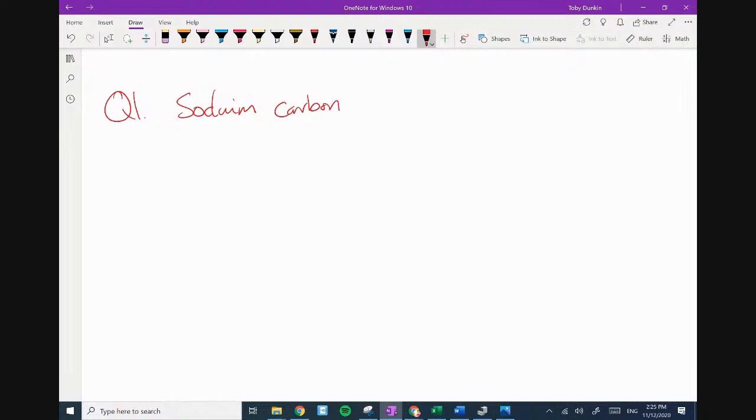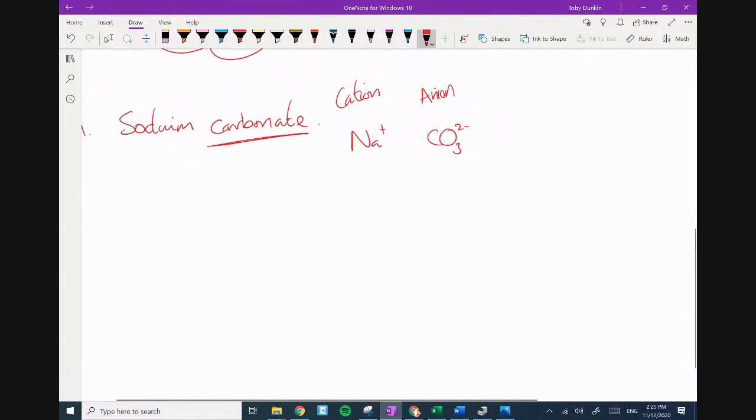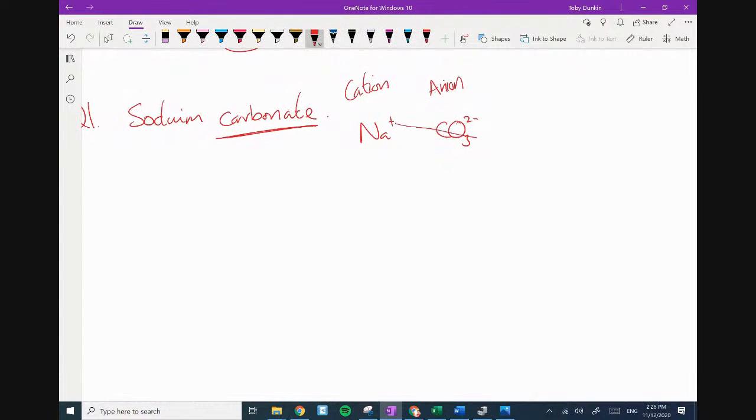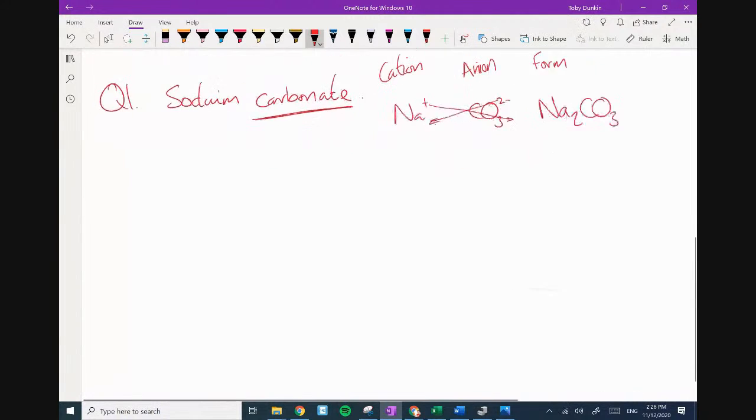carbonate. Right, let's build it. So the first thing we do is cation, because the cation always goes first because it's the metal. This is Na+, because it comes from group 1. The anion, this is the problem. The anion is a complex ion I cannot get from the periodic table. I have to know its formula. If I haven't learnt it, I can't do it. And then cross and down, and I will get the final formula would be Na2CO3, sodium carbonate.